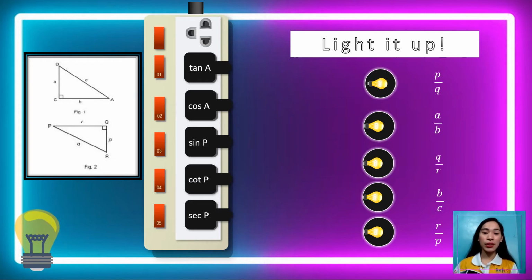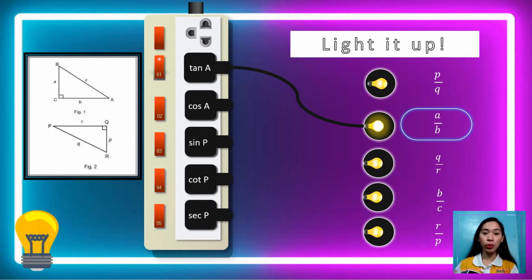Okay. So first is tangent A. Remember, when we discussed last meeting, we have the SOHCAHTOA. So tangent A is TOA. So opposite over adjacent. Our reference angle here is A. So A has the opposite side of small a, so small a over the adjacent, which is small b or side b. So the answer is, very good. We have a over b.